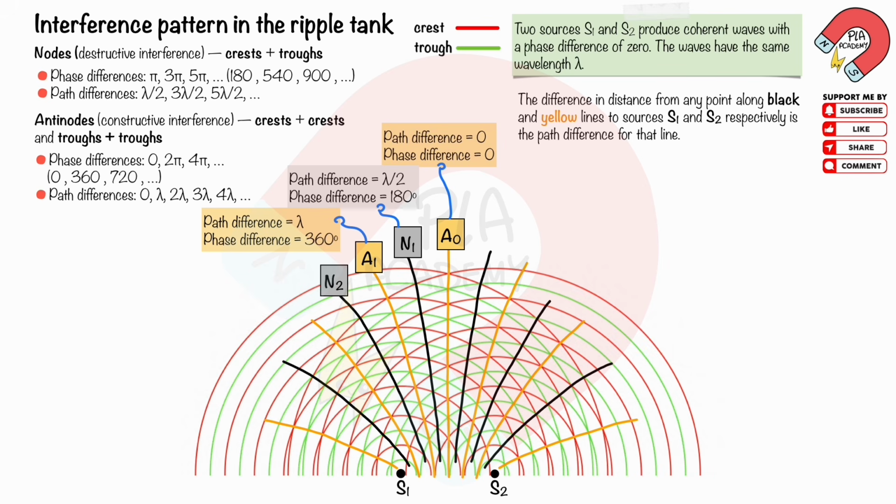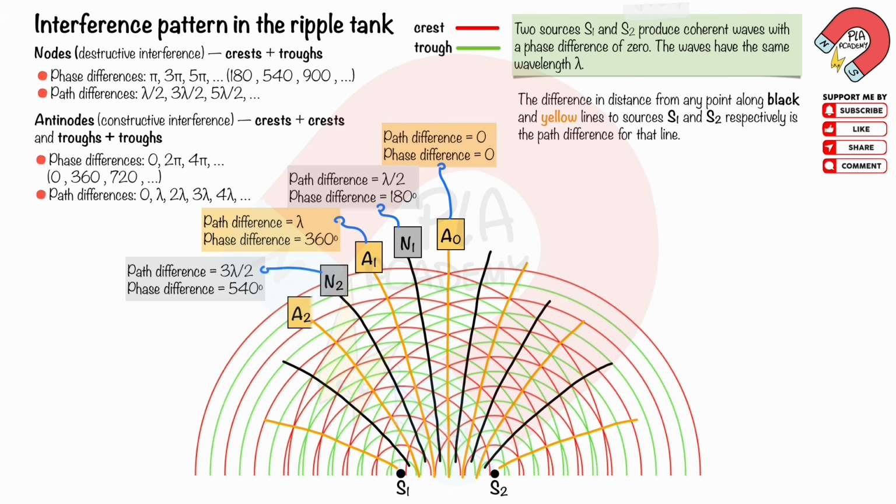The next black line marks the second-order node N2. At this node, the path difference is 3 half wavelength, and the phase difference is 540 degrees. This means that the difference in distance from any point on this line to the two sources, S1 and S2, is 3 half wavelength. For example, at point D on this line, the distance S1 to D is 3 lambda, and the distance S2 to D is 4.5 lambda.